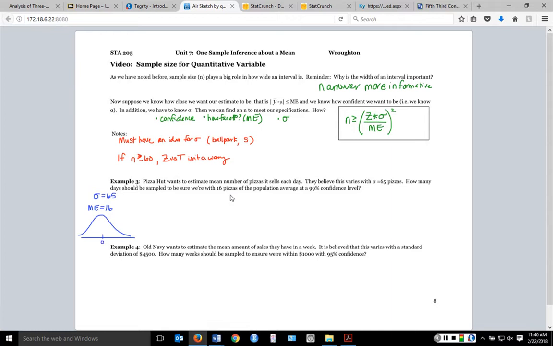So now we're finding z. Z is centered at 0. We put how confident we are in the middle, so that 99% goes in the middle, which leaves 1%, so half of that goes on either side, 0.005 on either side. Our goal, of course, is to find that number. So I'm going to go to the table, looking for everything to the left of that, which is 0.995.